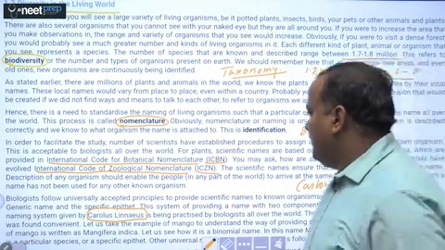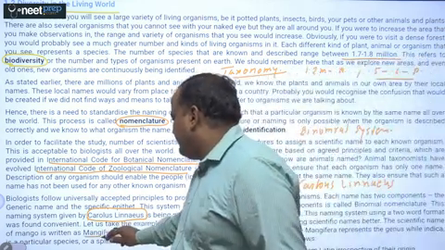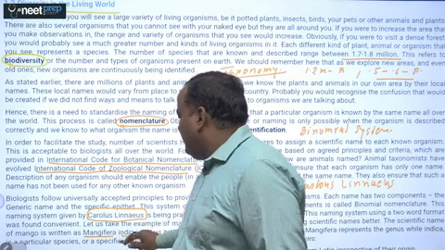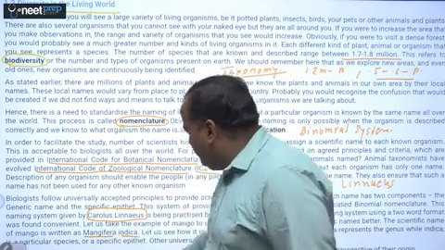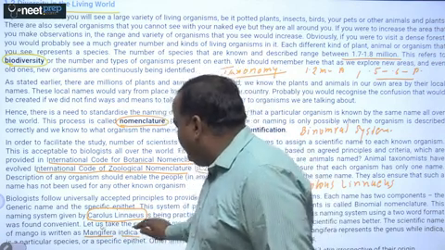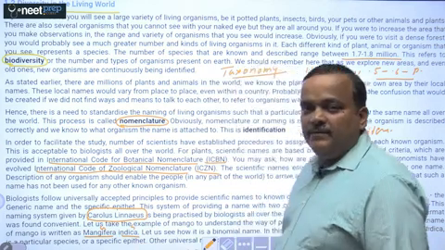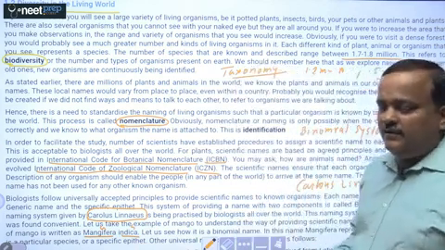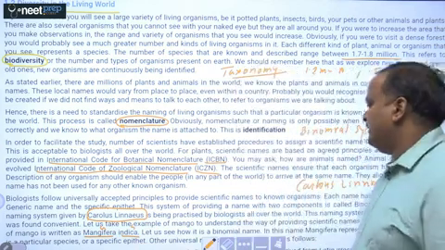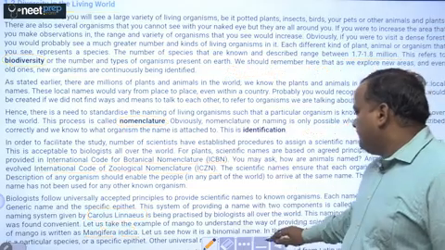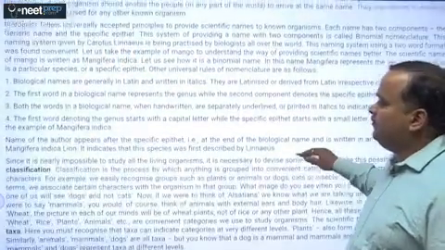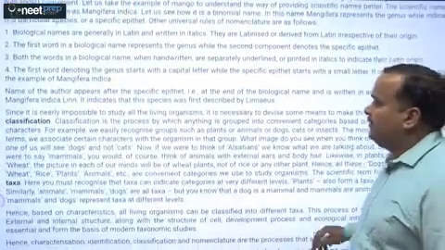For example, Mangifera indica. It is the name of mango. So Mangifera is the name of the genus and indica is the name of the species. So every name consists of two parts, that is the name of the genus and the name of the species. Now we follow certain rules for nomenclature.